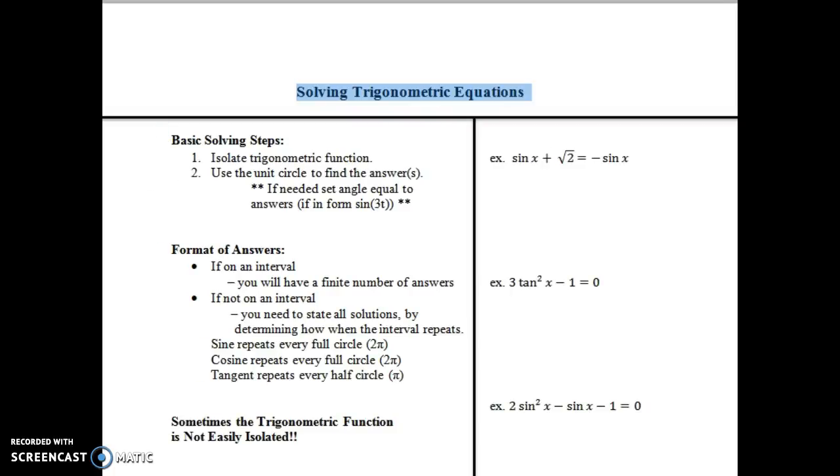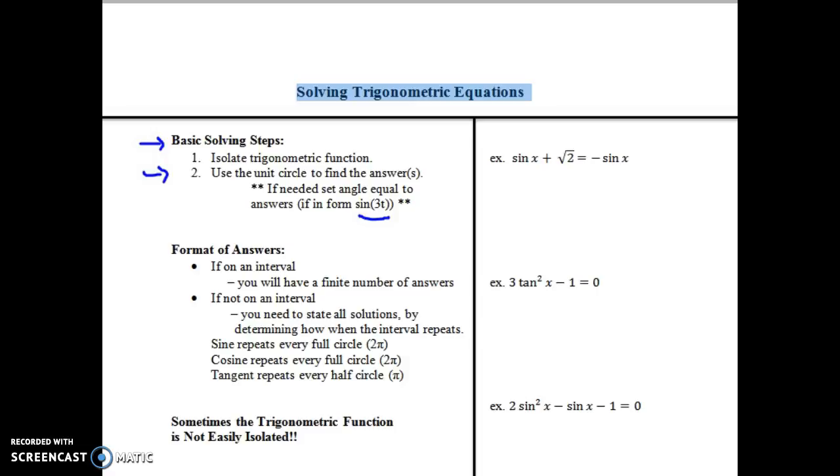I was misaligned slightly. So the basic steps are to first isolate the trigonometric function. That means get it by itself, like sine of 2x equals or sine of x equals. Once you have that done, you're going to use the unit circle to find your answers. Now remember, if you have something in the form of sine of 3t, first you find the values on the unit circle, then you would divide through by 3.